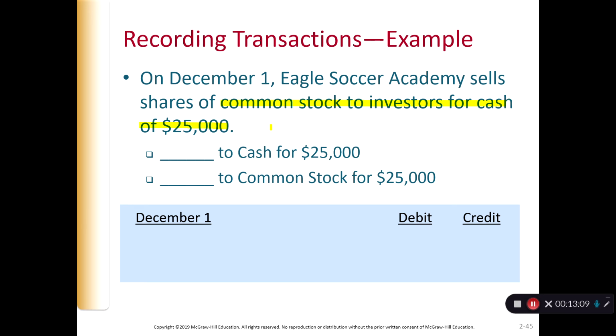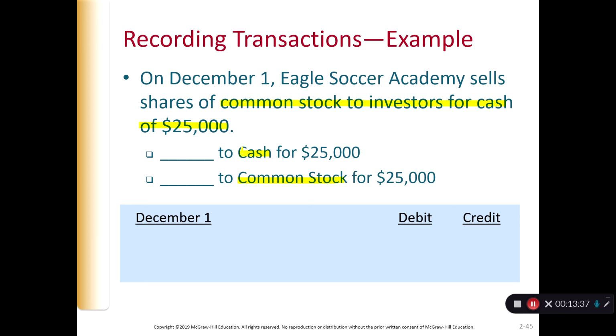We understand that this transaction impacts two accounts. One is the cash account, because we receive cash from investors. Second is the common stock account, because we start to have common stockholders, right? Hence, the cash account, because we receive cash, is gonna increase, okay? And because we have common stockholders now, you're gonna increase the common stock account by $25,000.